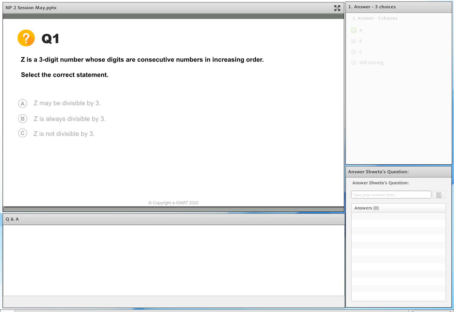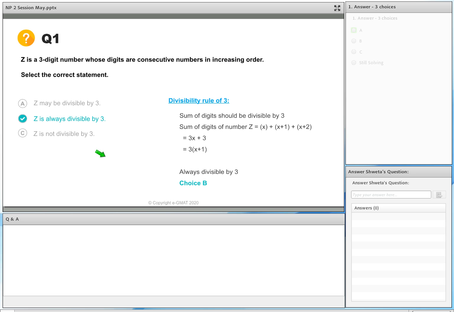So here, what do we have? Z is a three-digit number whose digits are consecutive numbers. So consecutive digits in increasing order. So you have the smallest digit first, then the next one, and then the next one. And you have to select the correct statement based on that.